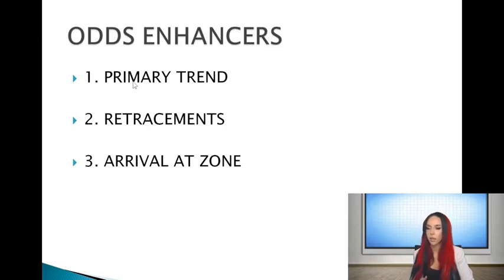Odds enhancers are concerned with primary trend. I take my primary trend through reading of 3 time frames, 4-hour chart, daily, and weekly. And for me, 2 out of 3 of those reference time frames need to match. And not only that, but it needs to be 2 adjacent time frames. So if I only get 4-hour and weekly showing me uptrend, but then daily is a downtrend, to me that's not really enough.